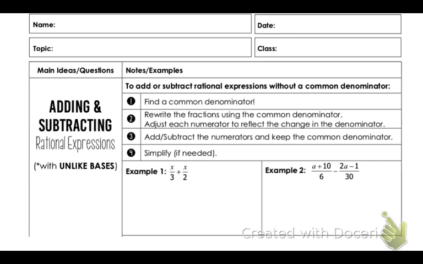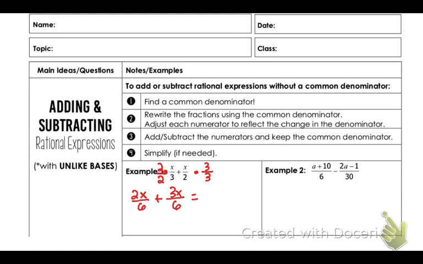x over 3 plus x over 2. You can't add those yet because they don't have common denominators. So I'm going to multiply this one by 3 over 3, and I'm going to multiply this one by 2 over 2, because then that's going to give me 2x over 6 plus 3x over 6.